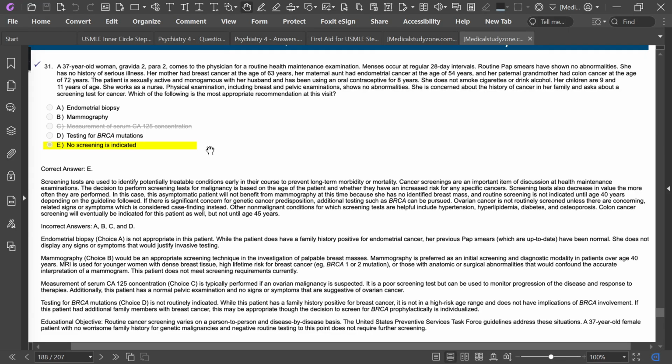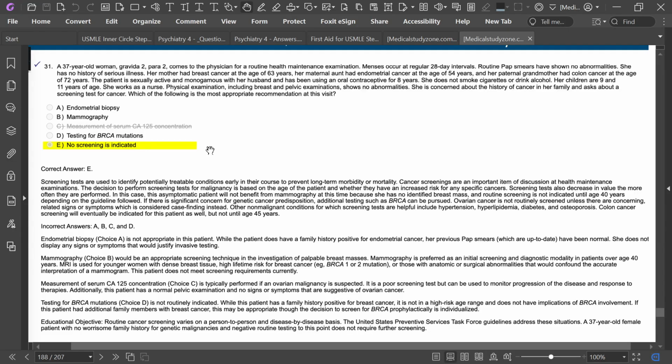Here, no, it doesn't say it. It doesn't say the family member. Never mind. As far as I know about Angelina Jolie, she had a prophylactic mastectomy after testing BRCA positive.